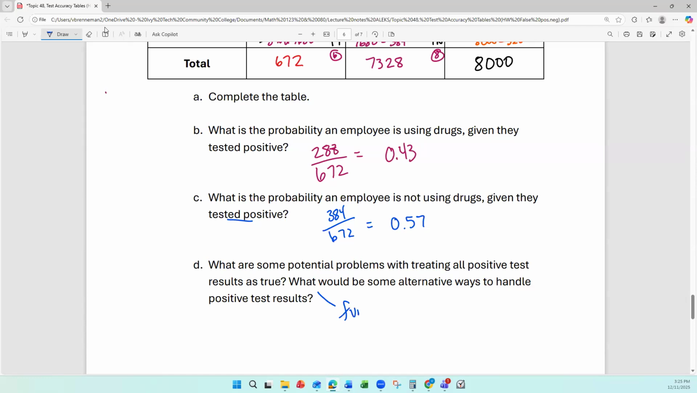So further testing, monitoring for other symptoms. So are they groggy? Are they seeming out of it? Whatever things that are potentially signs of drug use, or maybe the opposite, maybe super productive and alert or whatever, depending on what's being tested for.